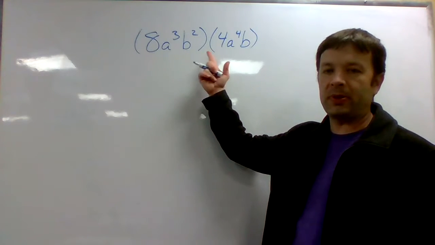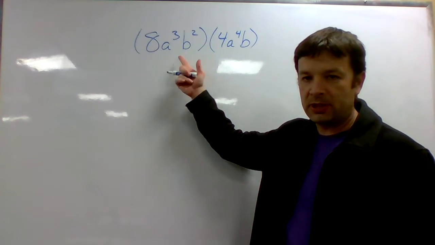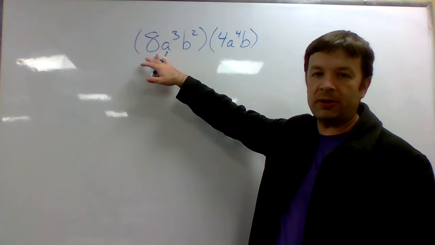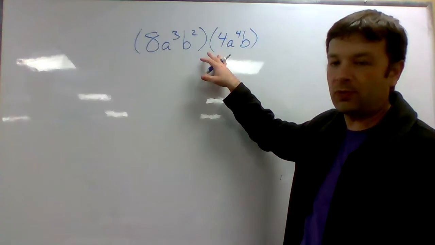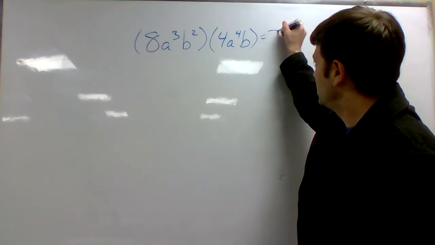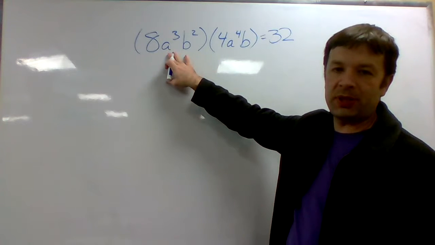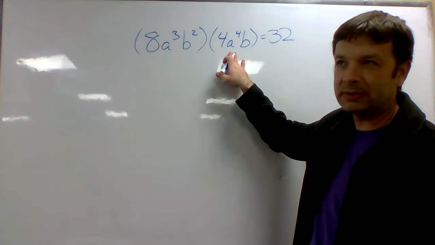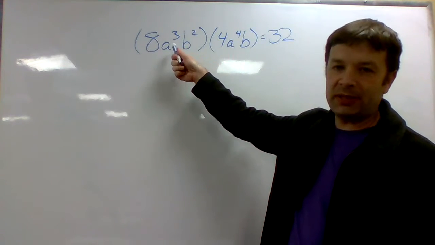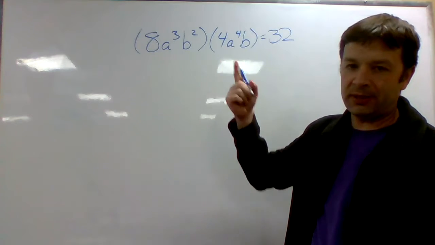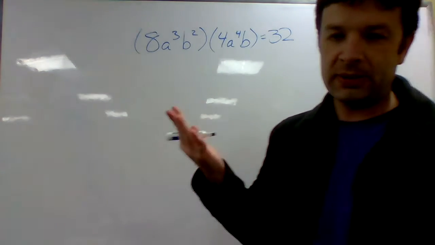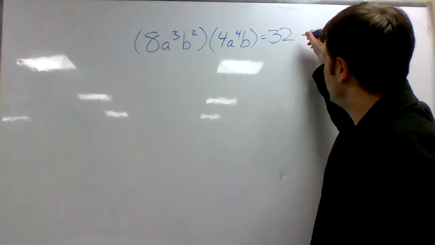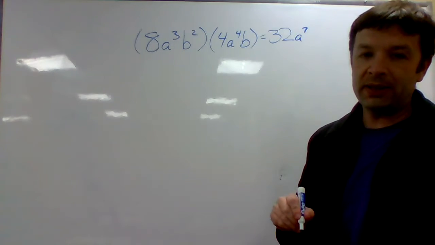Tuesday's assignment, we just multiplied, simple multiplication, but there were some exponents. So what we did on this problem was we just said, what's 8 times 4? And then for the A's, we did what's A to the third times A to the fourth. What do you guys think that was? Well, basically that means A times A times A times A times A times A times A. Anyway, it's 7 A's multiplied together. So when we multiply A's together, we just added the exponents.